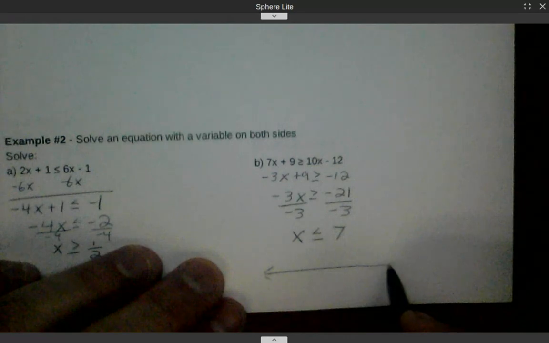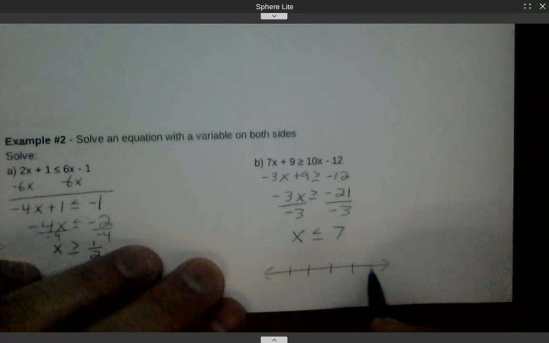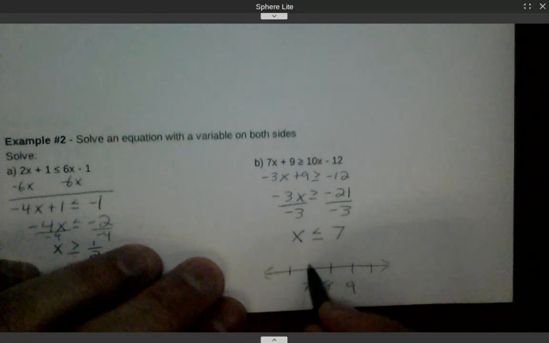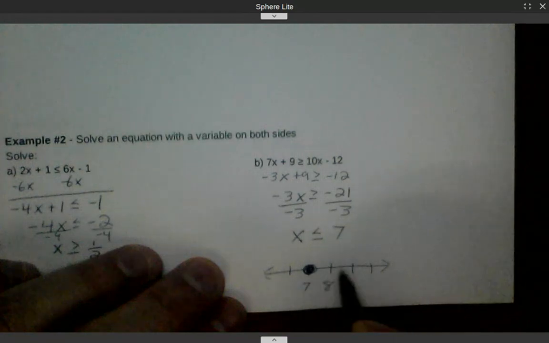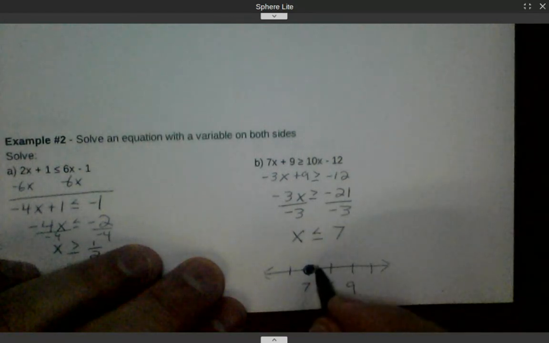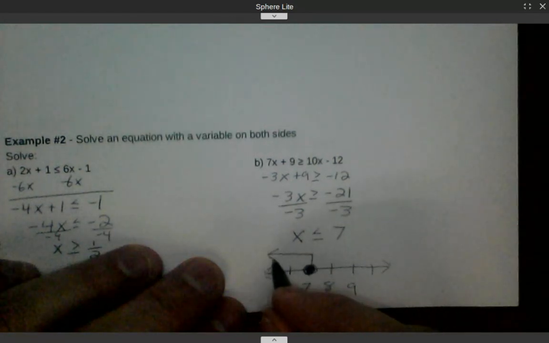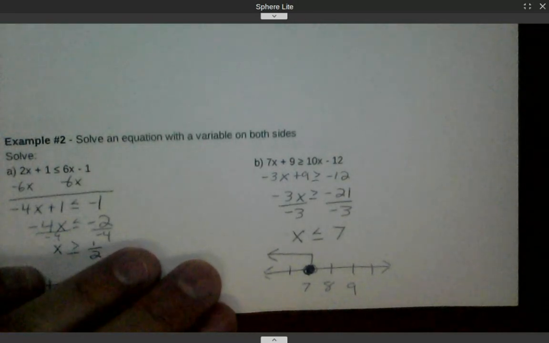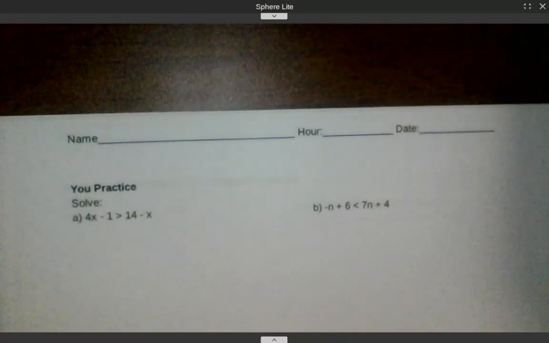So if I put this on a number line, I'm going to do a closed dot because it is less than or equal to. And I'm looking for x is less than or equal to 7, which is going to go to the left. All right, let's look at a problem like this.